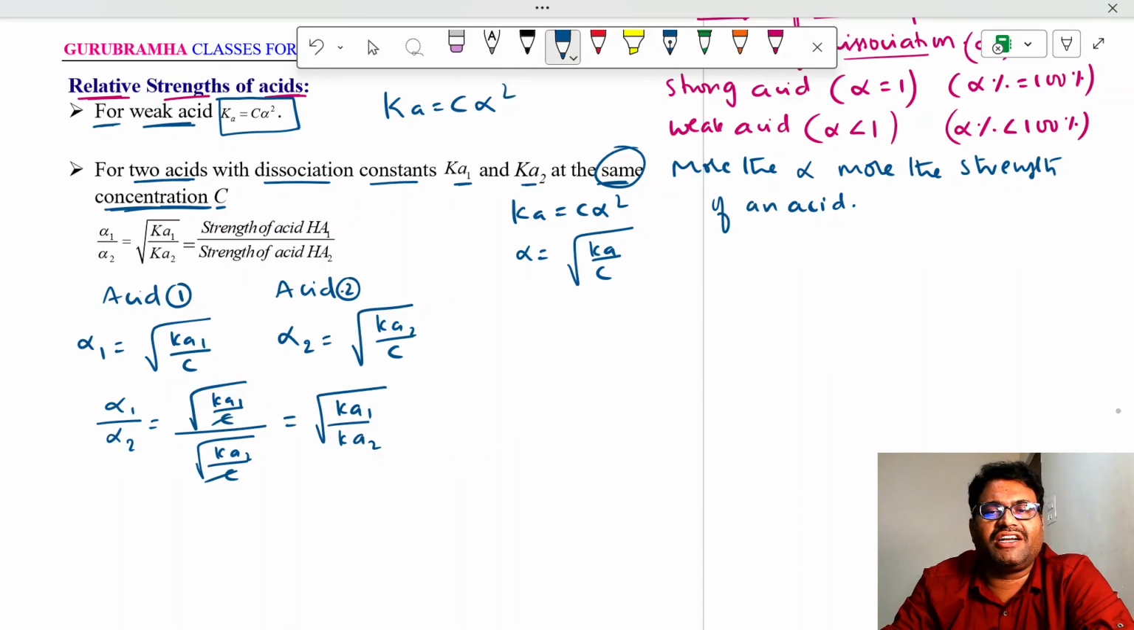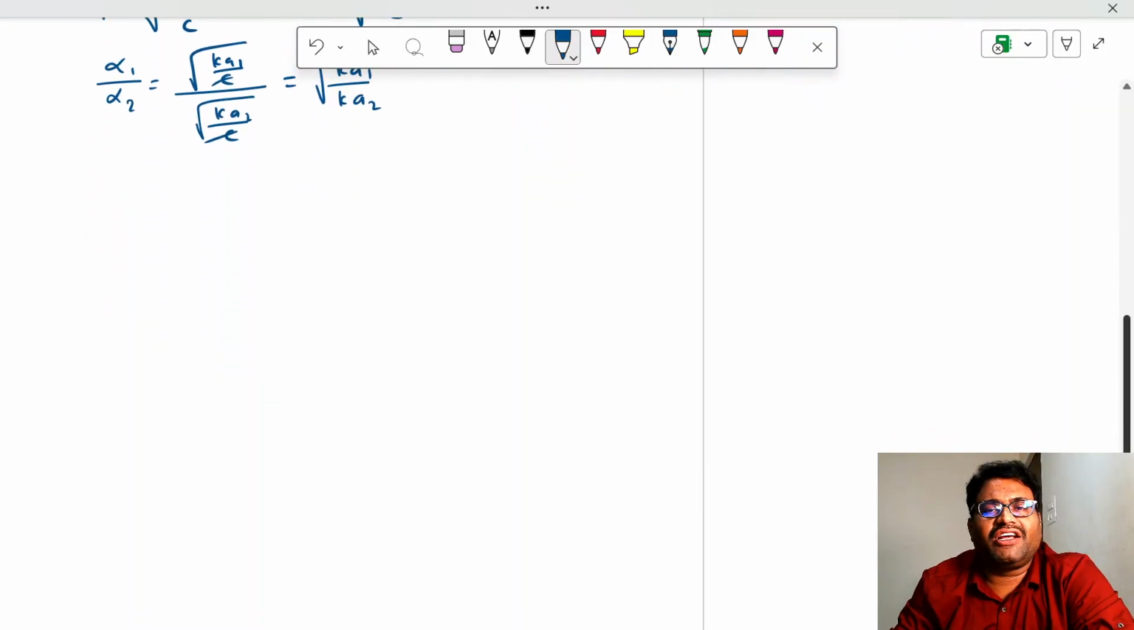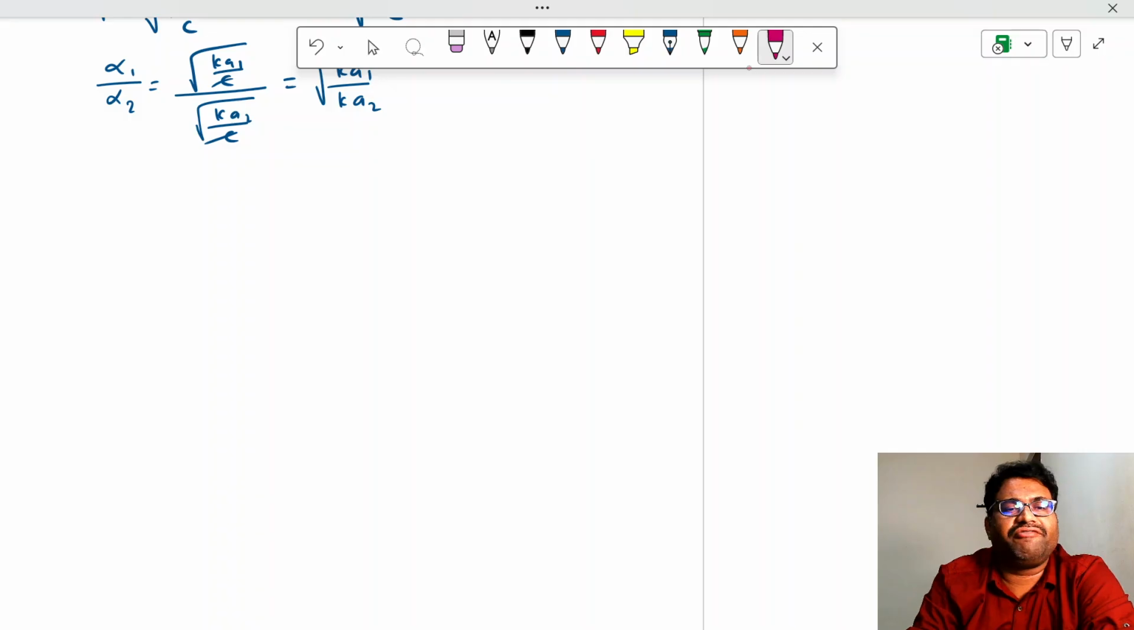Already we have discussed that alpha, the degree of dissociation, is one of the factors which decides the strength of the acid. More the degree of dissociation, more the strength of the acid. Especially for weak acids, if two acids are given, the ratio of their degrees of dissociation gives you the ratio of their strengths. That is one of the factors which decides the strength of a weak acid.